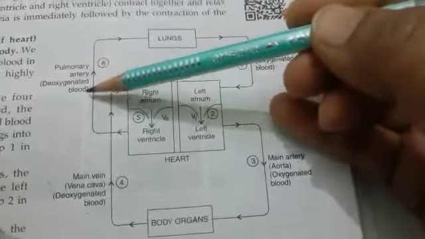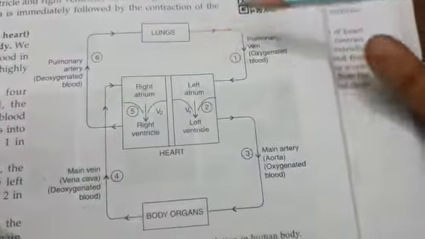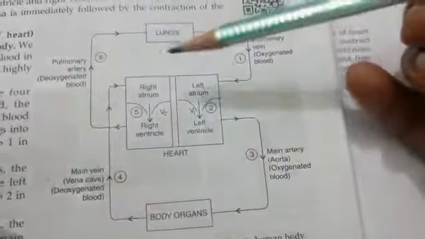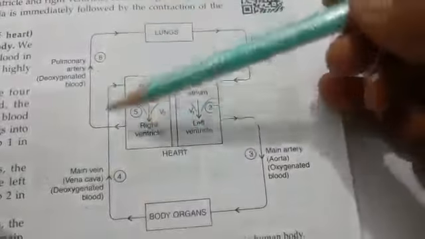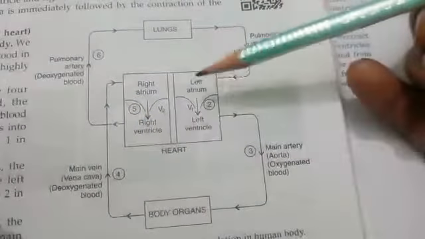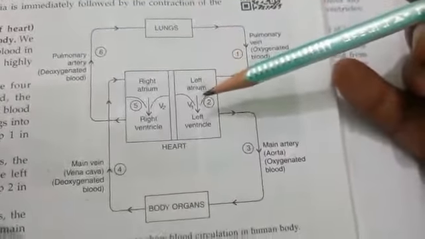After that, from the ventricle, the pulmonary artery transports deoxygenated blood to the lungs. So in the figure we can see that two types of blood are carried two times by the heart. This is the function of heart.